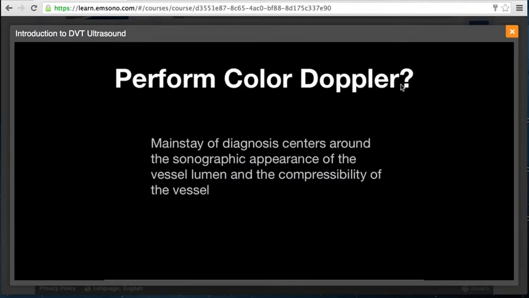Lastly, do you need to perform color Doppler? The mainstay of diagnosis of a DVT centers around the sonographic appearance of the vessel lumen and the compressibility of the vessel. So in this focus study, we are not going to be emphasizing the use of color Doppler.